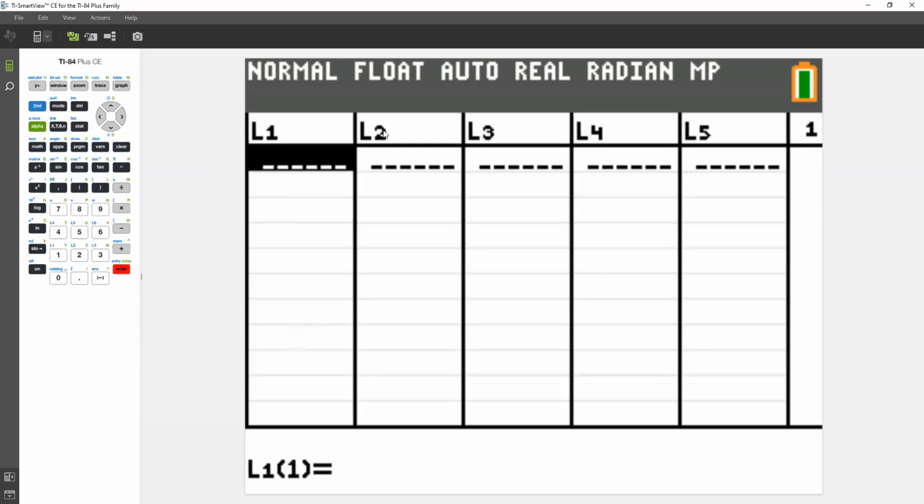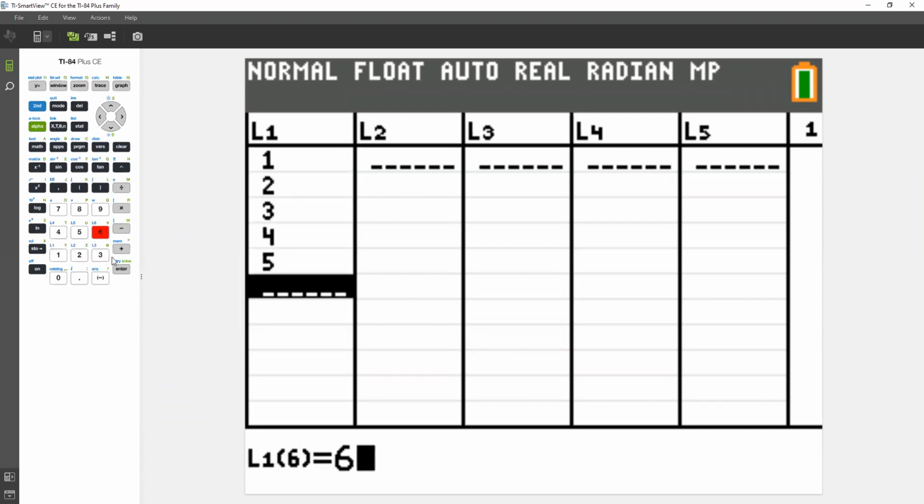This is what I was talking about with your different columns. You can type in lots of different data all at once. Our games were 1 through 6. All you're going to do is type in 1 and hit enter, type in 2 and hit enter, type in 3 and hit enter, type in 4, 5, and 6. So we're typing in our games from the table into L1.